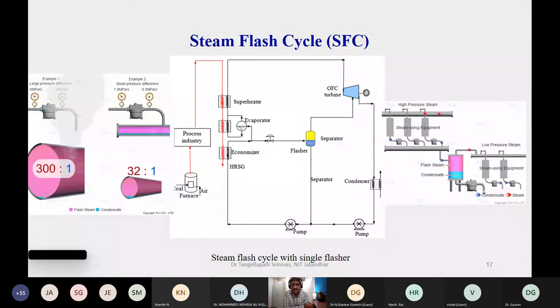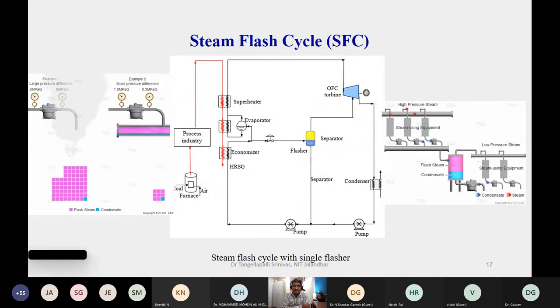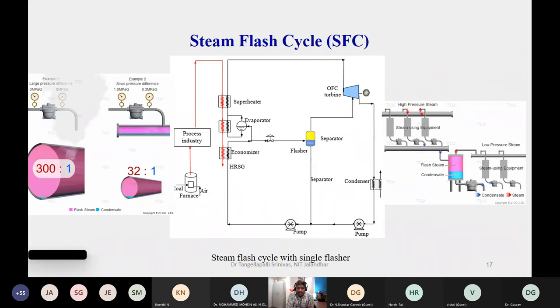And the last one is SFC, this is a steam flash cycle. I got this steam flash cycle configuration from Rasi Cements, because Rasi Cements is in India. Now they have renamed it India Cements, I think. They are using this technology. They collaborated with Japan. Japan designed and installed this type of plant in Rasi Cements.